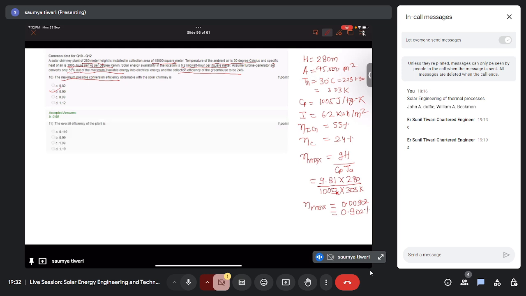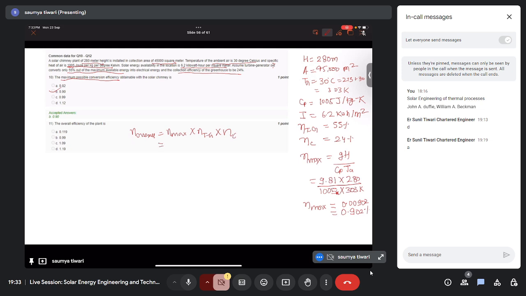Now, the second part is to calculate the overall efficiency of the plant. If you want to calculate the overall efficiency, what we know is your overall efficiency will be the maximum efficiency into your efficiency for your turbine generator set, into your greenhouse collection efficiency, right?